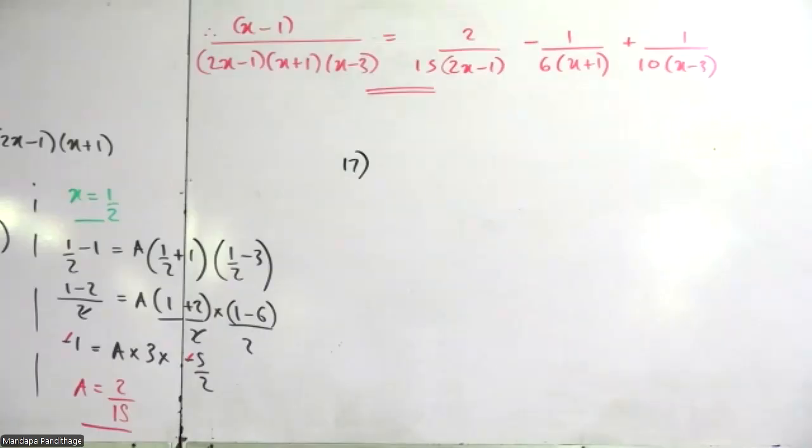Hands up who got this answer. Question number 14: 2 over 15 minus 1 over 6, 1 over 10. Hands up. Okay. So 17, I'll get the answers from you, so then we don't have to spend time to write it.